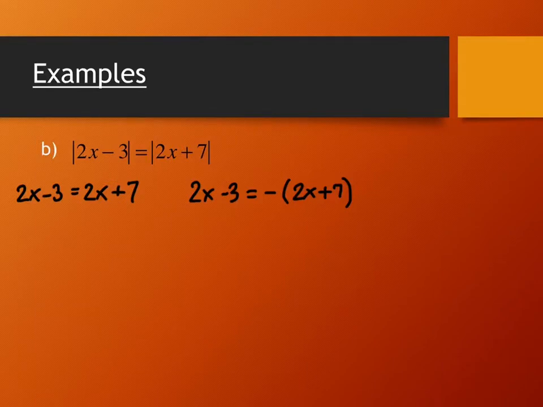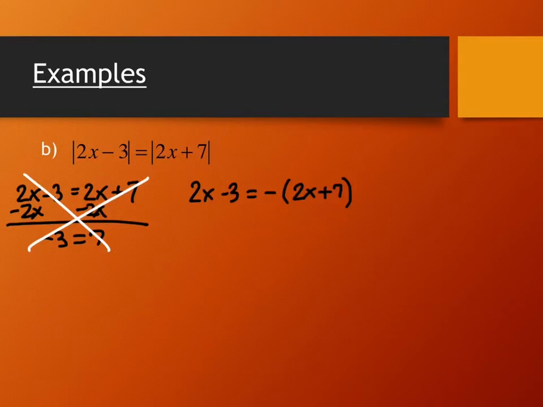Now notice what happens on the first equation. What happens when we start to regroup the x's? They go away, right? I do minus 2x on both sides, and before I know it, I've got negative 3 equals 7, and we're like, no, that doesn't work, right? So what does that mean? Well, it simply means that this is not possible. They aren't equal to each other without the absolute values. There's no solution that comes from that.